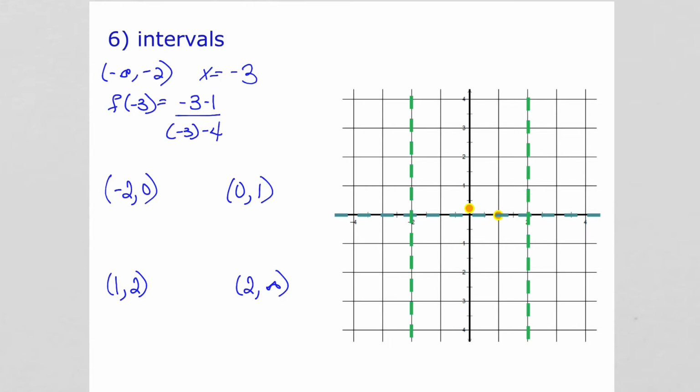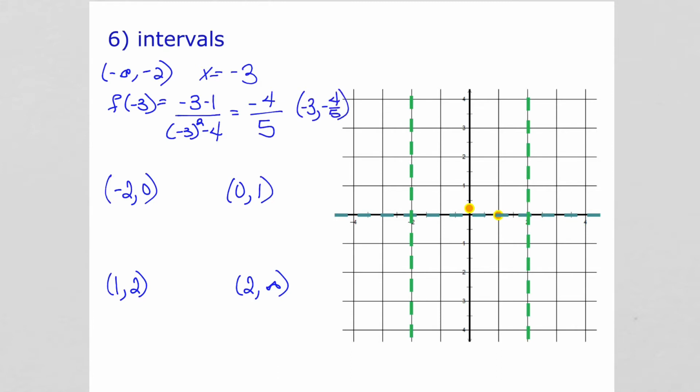I'm just going to write this out on the first one, not on every one. We're just plugging in negative 3 for x. We get negative 4 over... I forgot my squared. That'll be 9 minus 4, which is 5. So that tells us that there is a point on this graph at negative 3, negative 4 fifths.